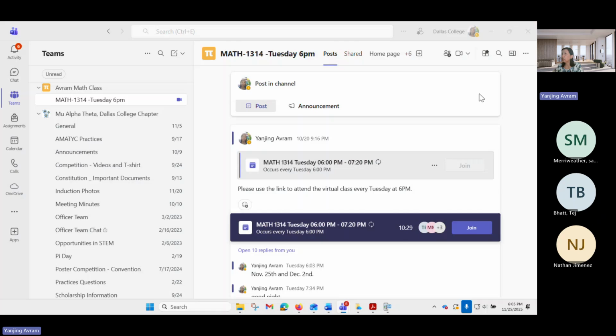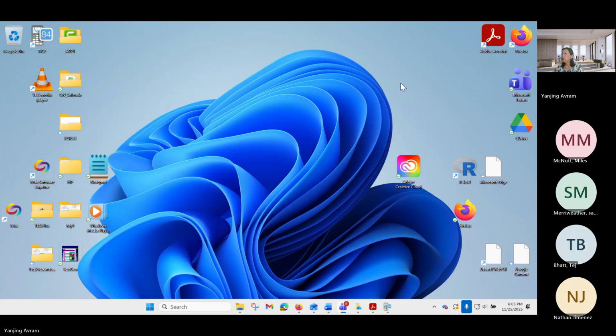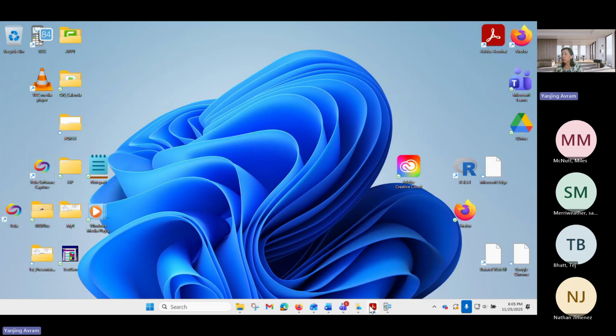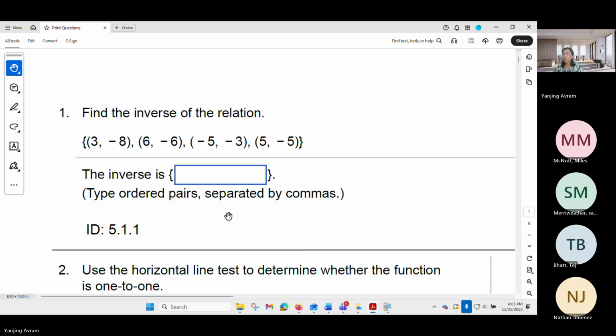Can you see my screen now? Everyone see the screen? Yes, we can see. Okay, all right, good.